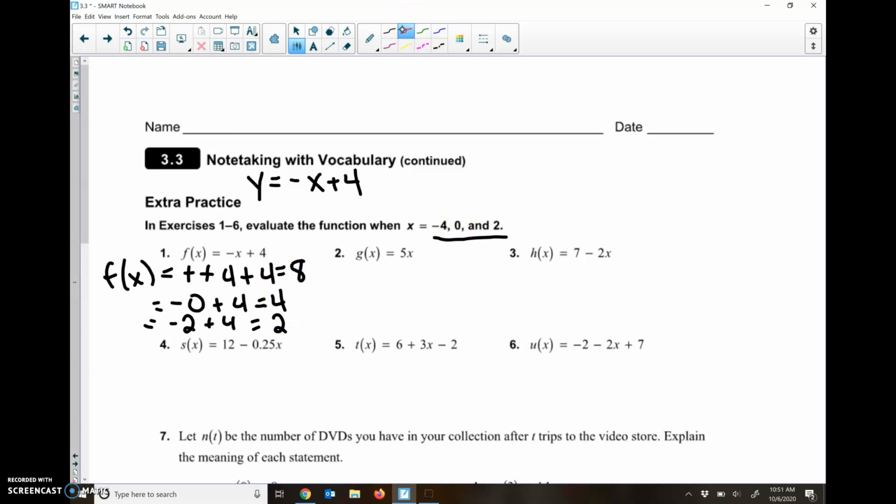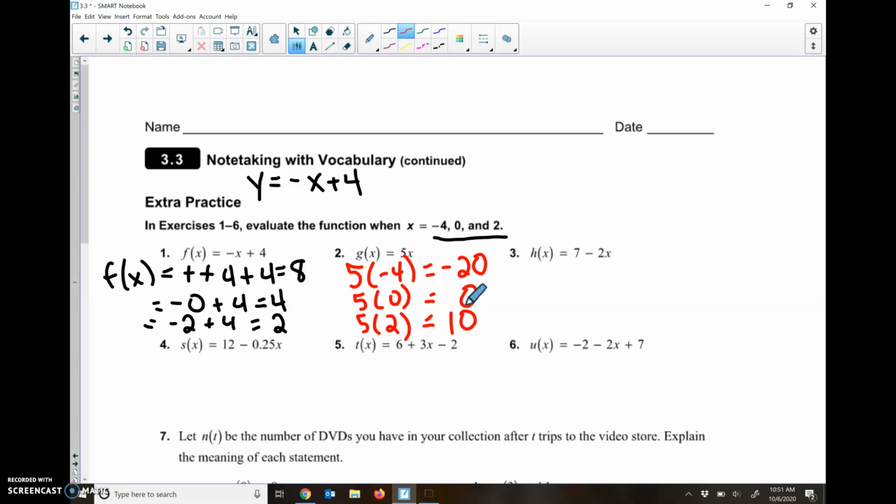All right, kind of the same thing here. If I'm going to type in 5x, and I'm going to put in these three numbers, a -4, a 0, and a 2, what would my three answers be? So I have 5 times a -4. I'm just going to write out the problems first. 5 times a 0, and 5 times a 2. So 5 times a -4 is a -20. 5 times 0 is 0. And 5 times 2 is 10.